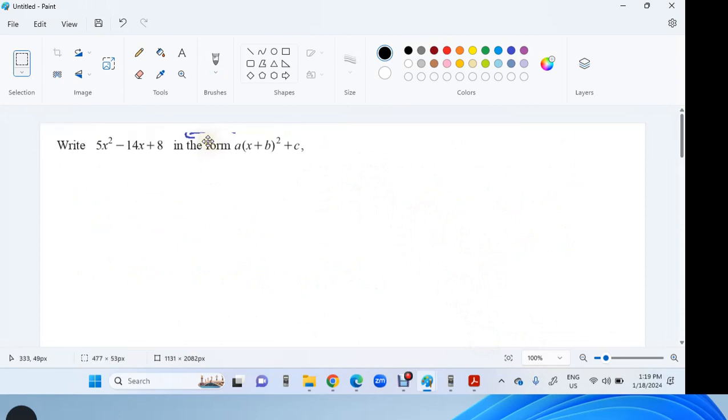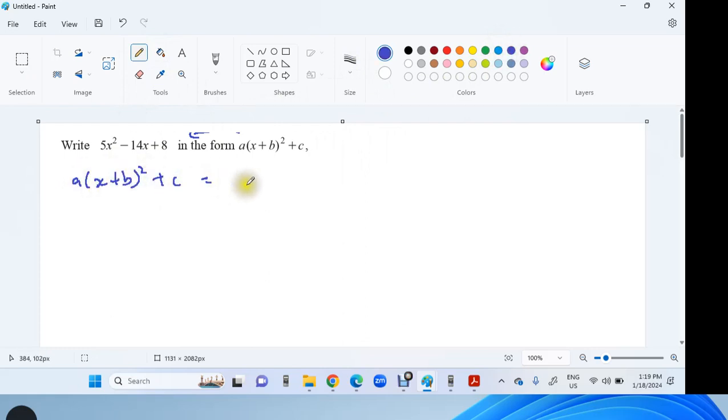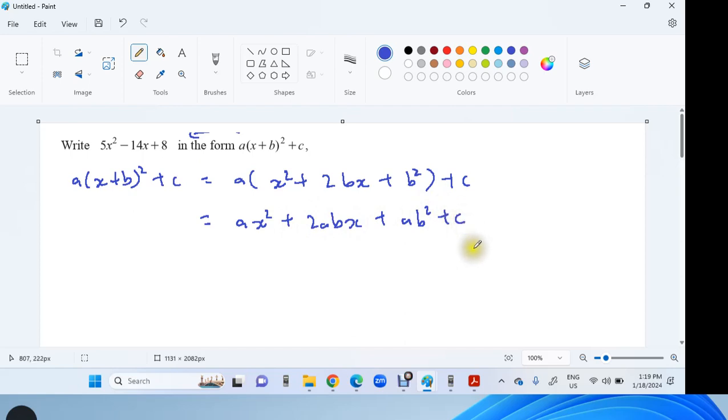Okay, we have a times x plus b squared plus c, then a times x squared plus 2bx plus b squared, plus c, which is ax squared plus 2abx plus ab squared plus c. So we compare the coefficient of x squared. So the x squared is 5. So a equal to 5.